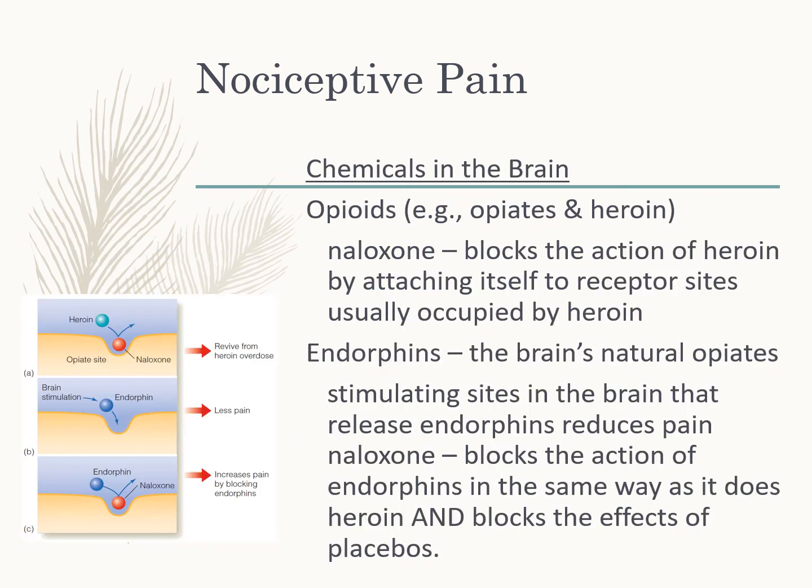So now I've talked about central control mostly as cognitive control, as what we've talked about is shifting attention and hypnosis and things that influence our cognition and how we're thinking about pain. But in the gate control model, that's called central control for a reason, because it also involves chemicals in the brain that influence our pain.